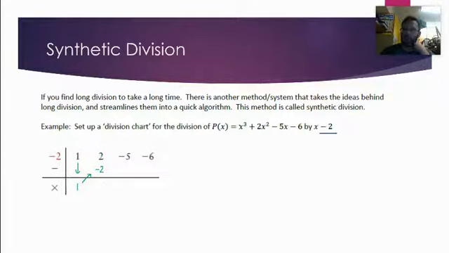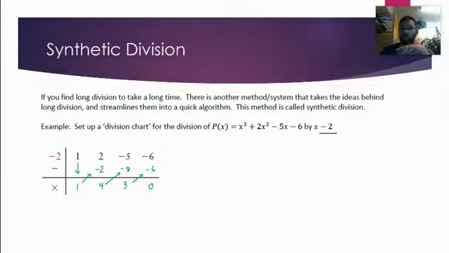Then you subtract. That's what this negative here is prompting you to do: subtract. 2 subtract negative 2 is positive 4. And then we multiply negative 2 by 4, negative 8. And then we subtract. Negative 5, take away negative 8, is positive 3. And then we multiply again. Negative 2 times positive 3 is negative 6. And we subtract, and we get 0.